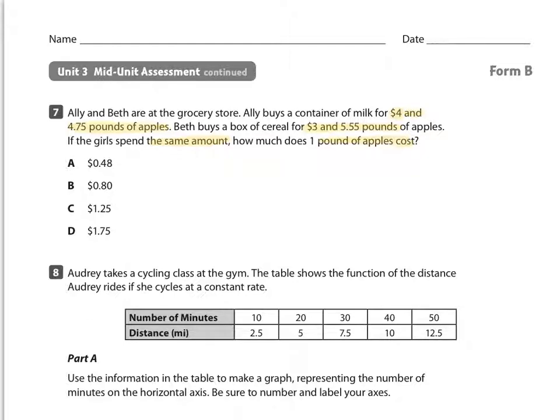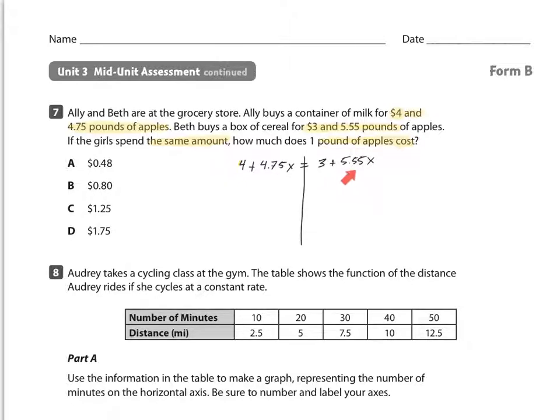So we're going to set this up as $4, which is an amount given, plus 4.75 times the cost of 1 pound. And that should be equal to 3 plus 5.55x. Now, the only thing we need to do is solve it like we did in class.